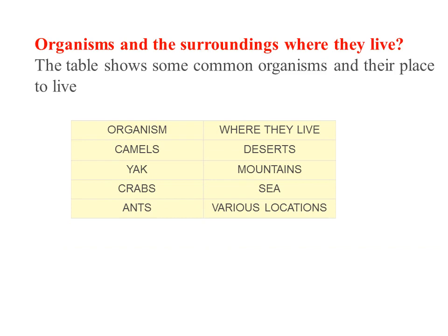Now, organisms and the surroundings where they live. Here the table shows some common organisms and their place to live. Here you can see the table given with organisms and where they live, just like camels. You can see here camels live in the desert, and then yaks, they actually live in mountains. Then crabs, they are actually marine animals, that's why they live in the sea. Then ants, various locations.